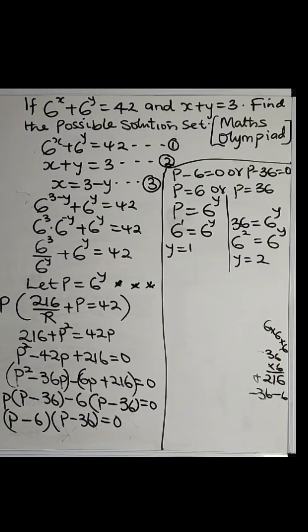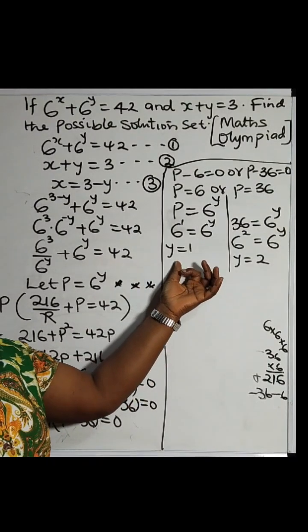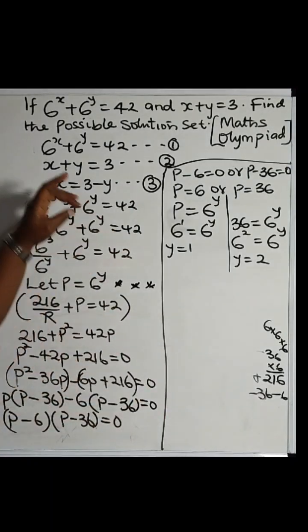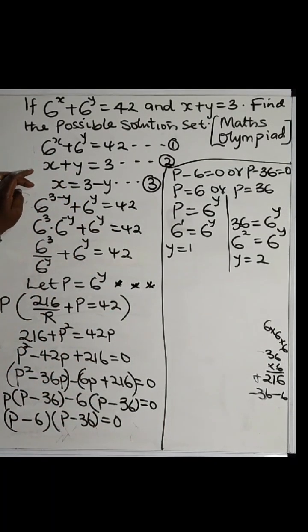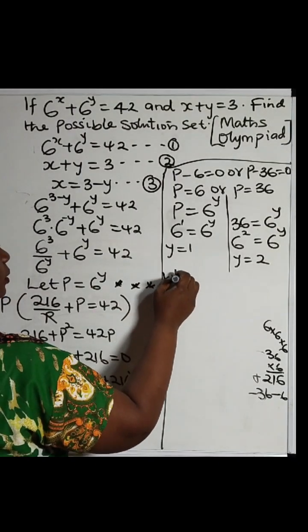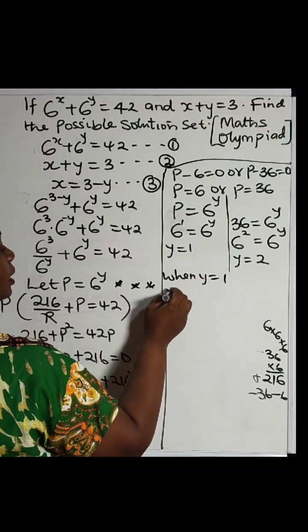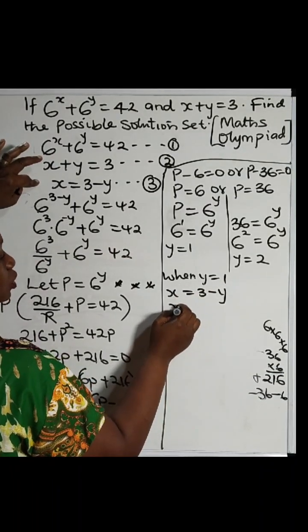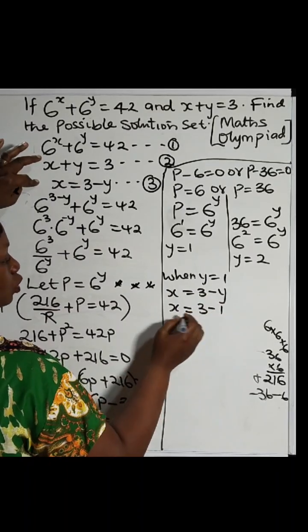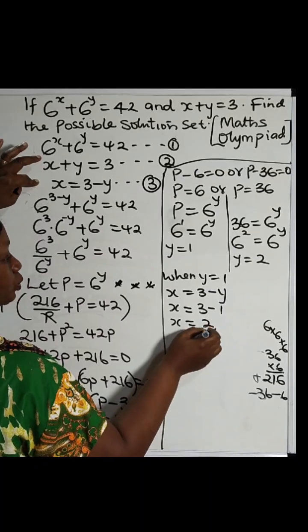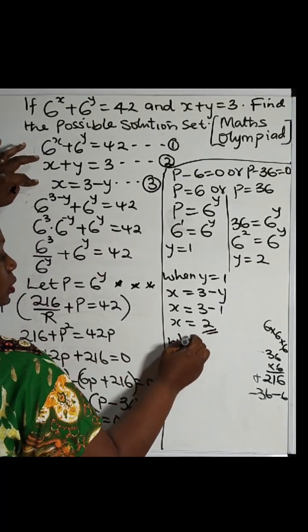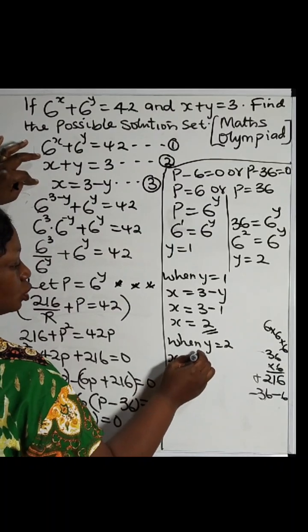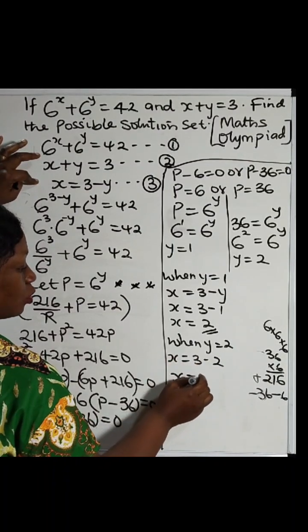Now we have succeeded in finding the value of y. y equal to 1 and y equal to 2. We are going to substitute these two values of y in our equation 3 to get the value of x. So when y is equal to 1, we have x equal to 3 minus y. So x will now be equal to 3 minus 1, x equal to 2. Now when y is equal to 2, we are going to substitute again. We have x equal to 3 minus 2, x is equal to 1.